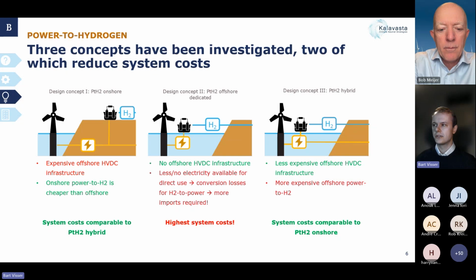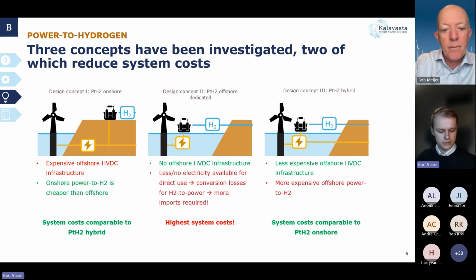The third design concept is a hybrid power to hydrogen solution, where a part of the electricity is used for producing hydrogen when there is a surplus, and this hydrogen is then transported via pipelines. But if there isn't a surplus of renewables and it can be used directly as baseload, it's transported to shore via electricity cables. The first and the third design concepts were very comparable regarding system costs. But the second design concept actually had much higher system costs.